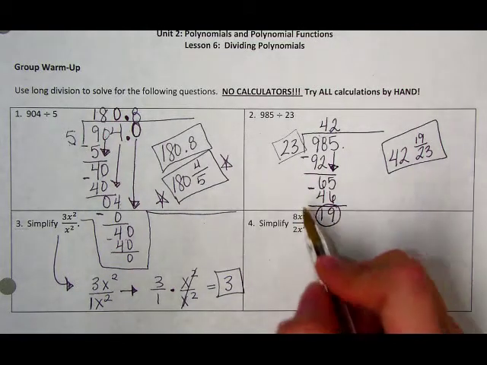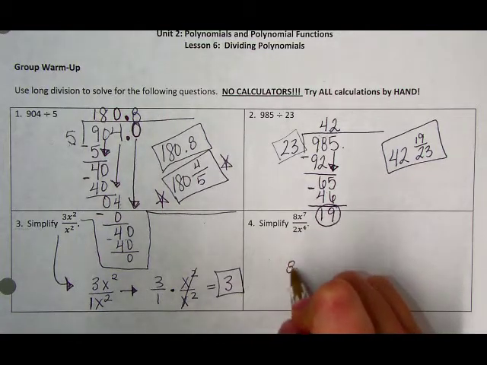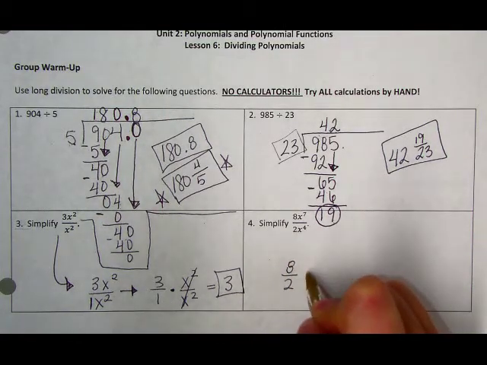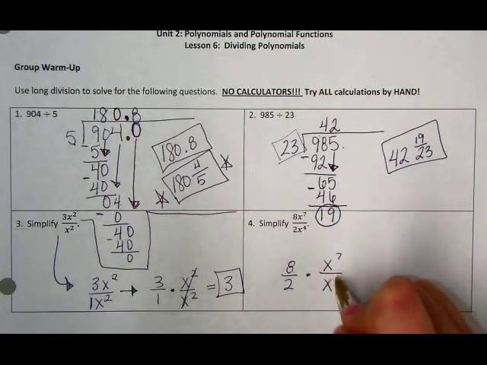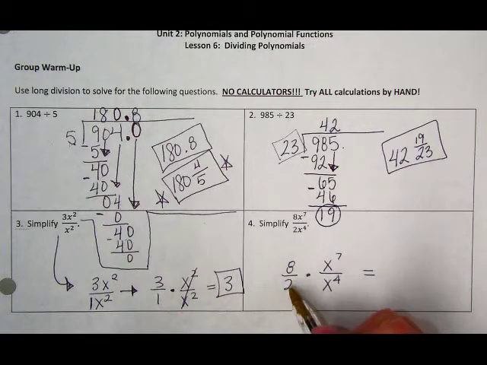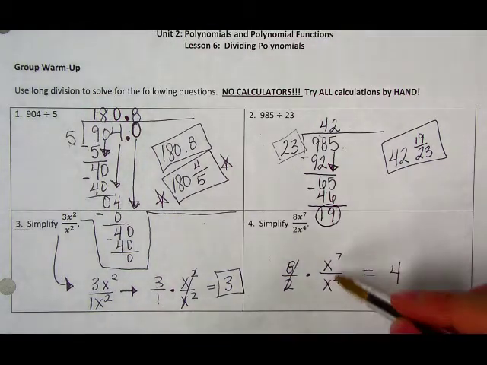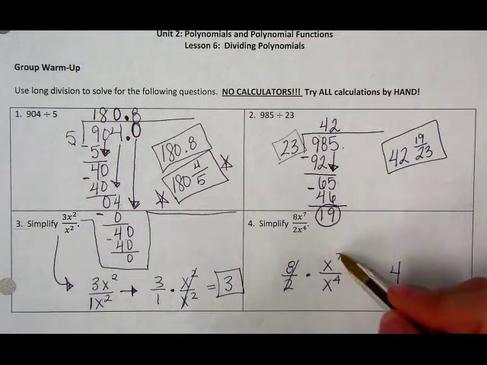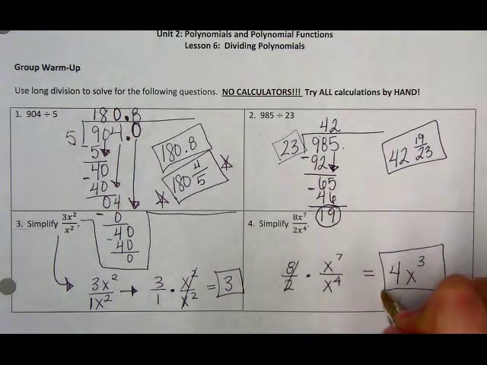Same thing in number 4. If I separate out my x terms and my constants, I get 8 over 2. It's my first column. My second column deals with my x's. So in this case, 8 over 2 reduces to 4. And remember, if I have the same base, I take my exponents and I subtract them. So 7 minus 4 gives me x to the third power for number 4.